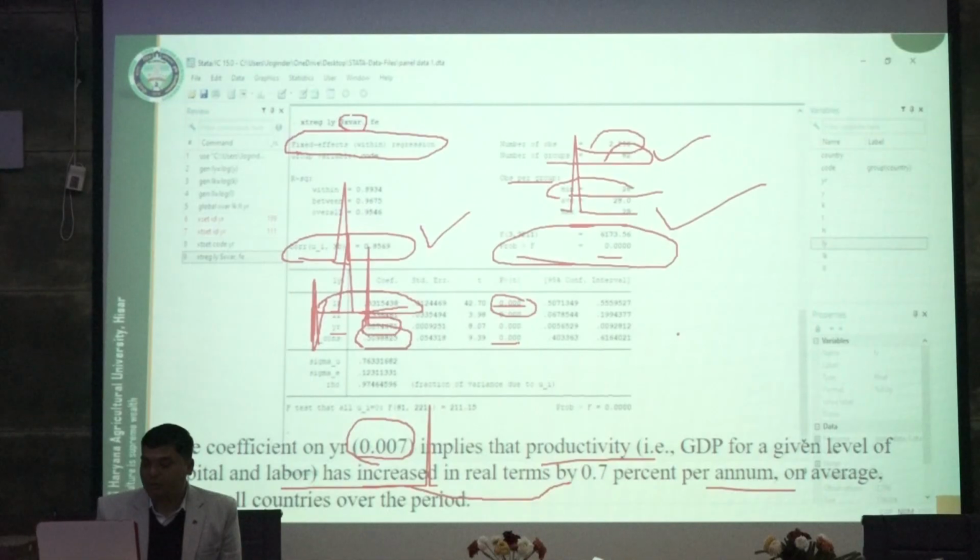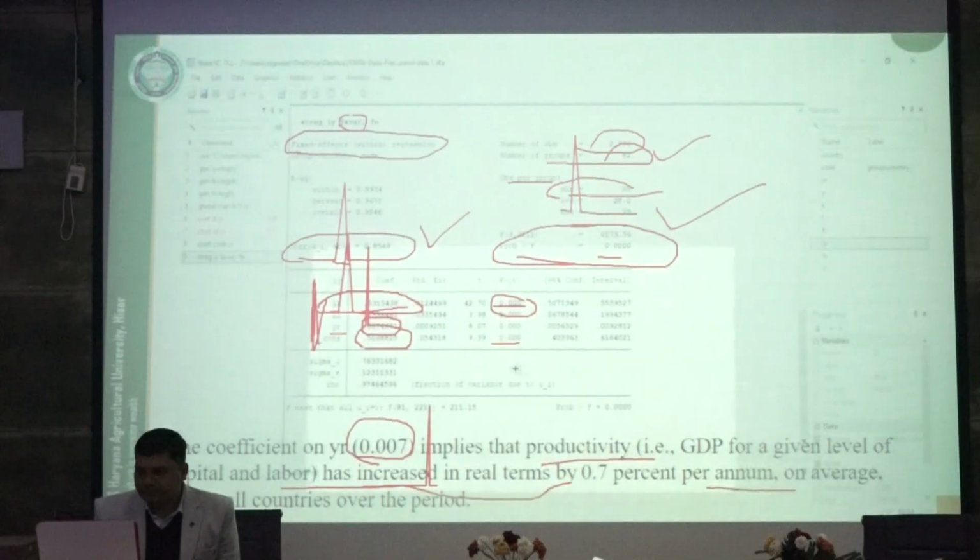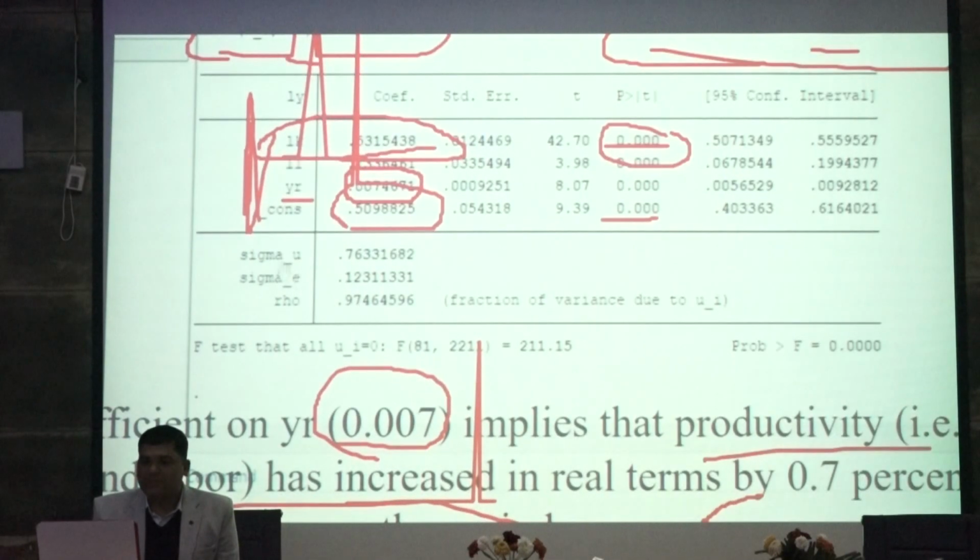significant or not. One more thing you can check is sigma u. Sigma u is the standard deviation of the inefficiency term. Okay, and sigma e is the error term, and this rho is the fraction of variation due to the inefficiency term.